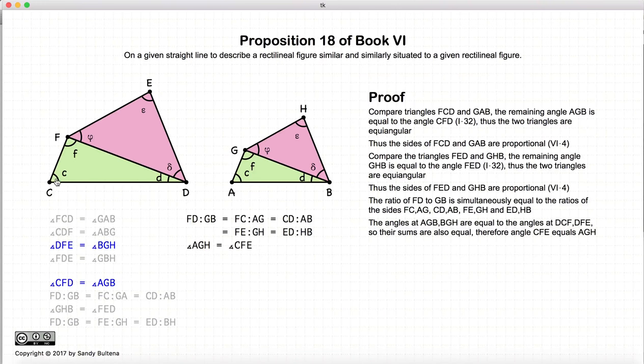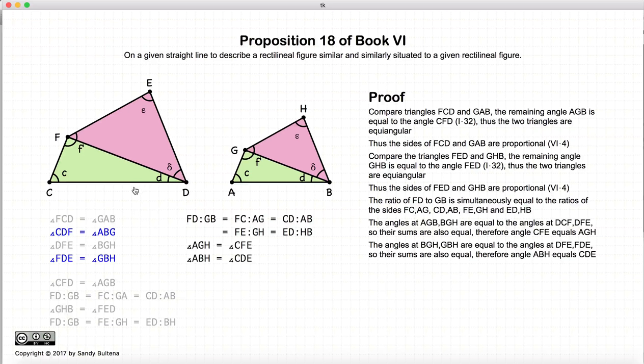Now the angle DFE is equal to BGH, and the angle CFD is equal to the angle AGB, in other words, F and phi, F and phi. So since these two angles are equal to these two angles, if we sum them together, the angle CFE will be equal to the angle AGH. So these two angles are equal.